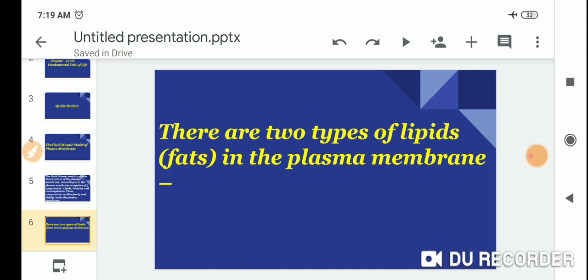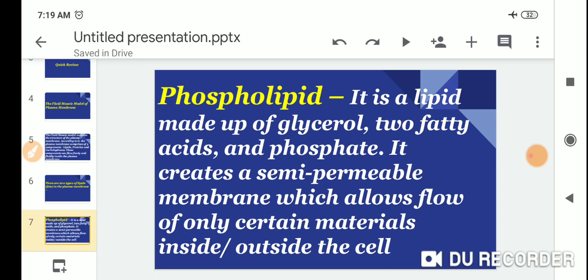There are two types of lipids in the plasma membrane. First one is phospholipids. It is a lipid made up of glycerol, two fatty acids and phosphate. It creates a semi-permeable membrane which allows flow of only certain materials inside and outside the cell.